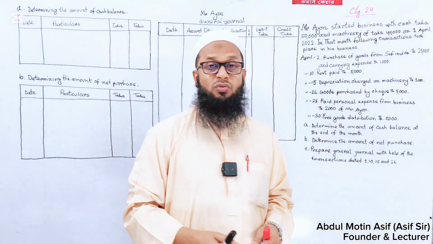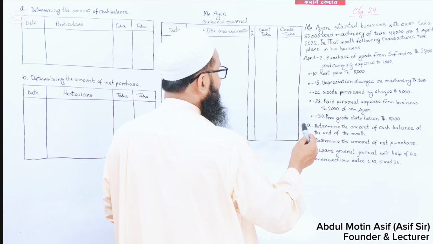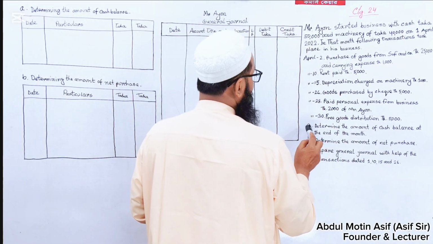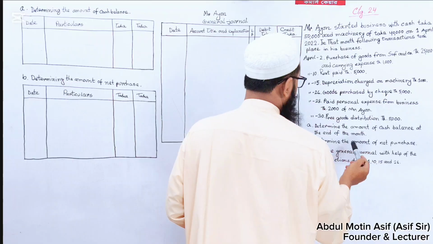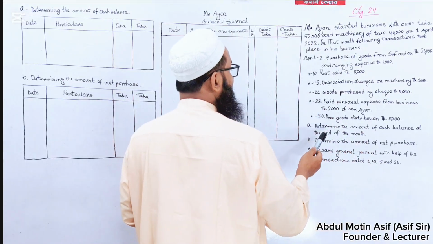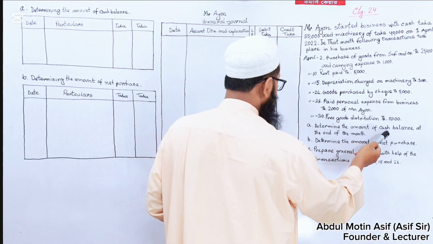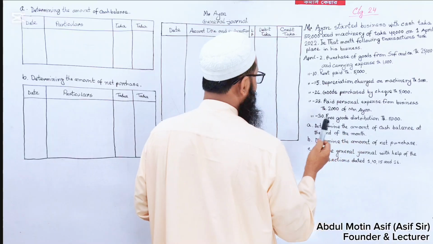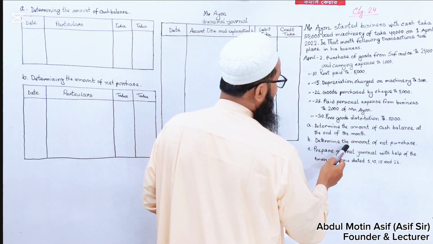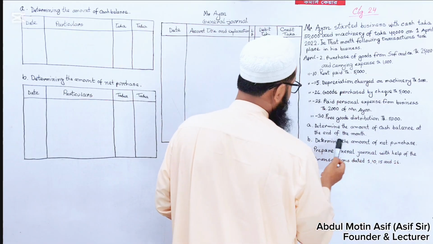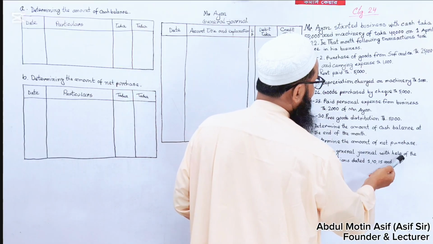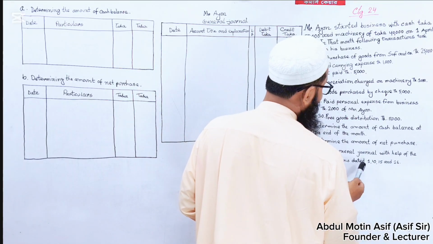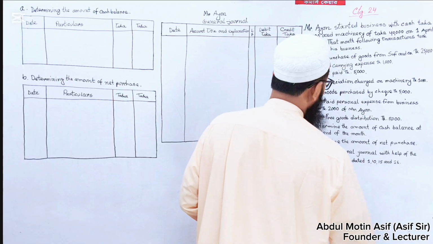Okay, dear students, now we will see number A. Determine the amount of cash balance at the end of the month. B. Determine the amount of net purchase. C. Prepare general journal with help of the transactions dated 1, 10, 15 and 26.